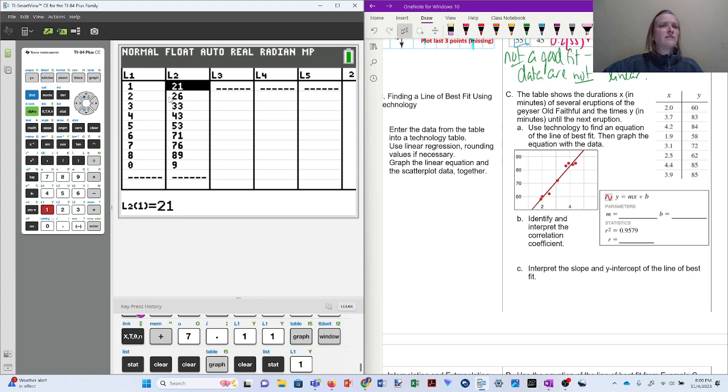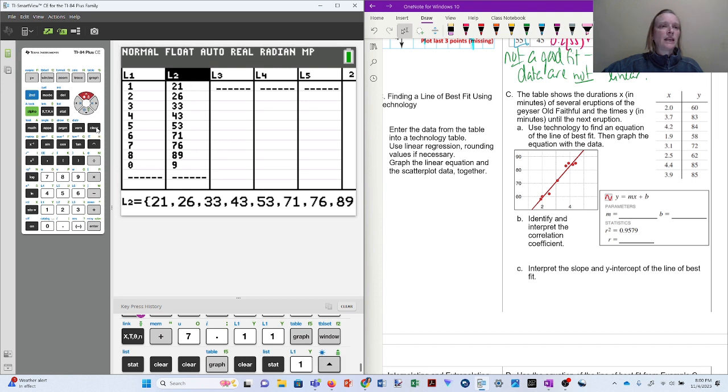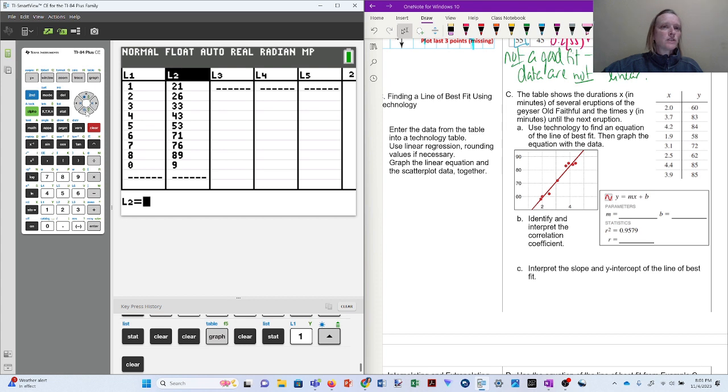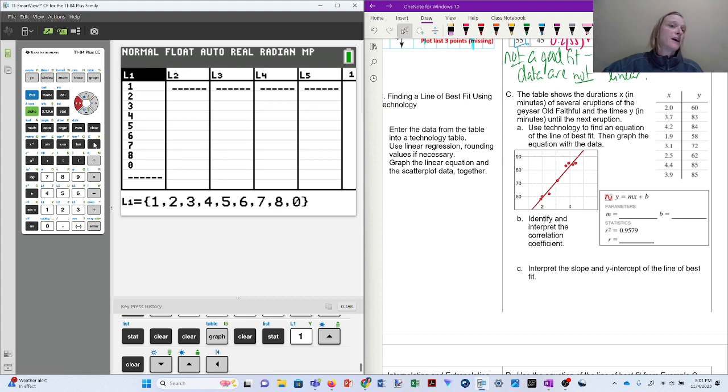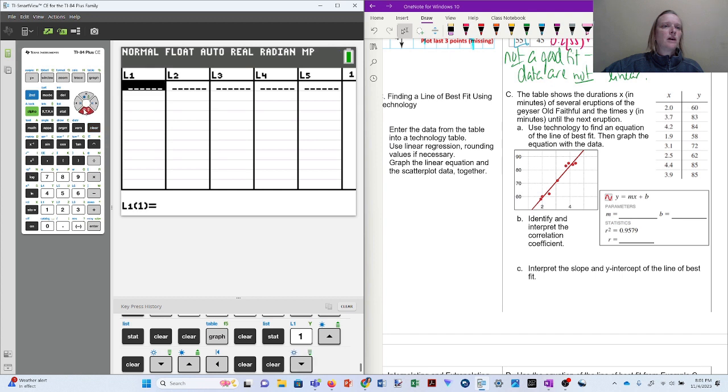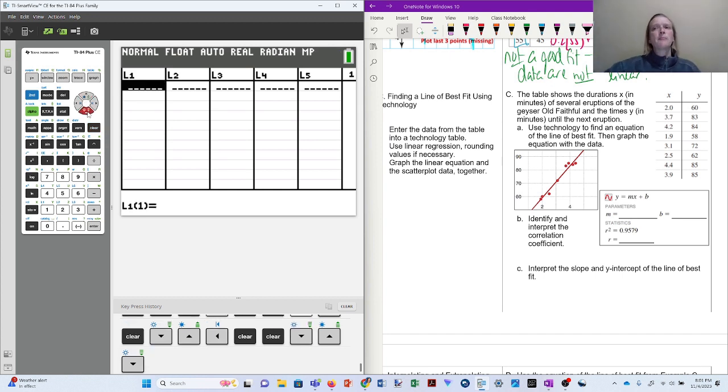Now, I already have data here in these lists, and I don't want these data here. I want to enter my own data. So I'm going to go up to the column heading and click clear. Now at first it looks like nothing happened, but if I click down into the body of the list, I can see that the information has in fact been cleared. I'm going to do the same thing to this list, clear, and although it looks like nothing happened, when I scroll down I see that it has been cleared.